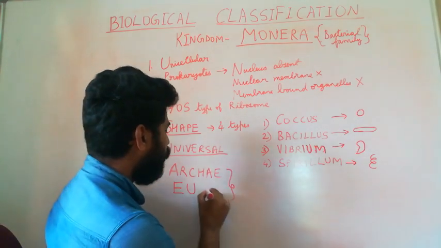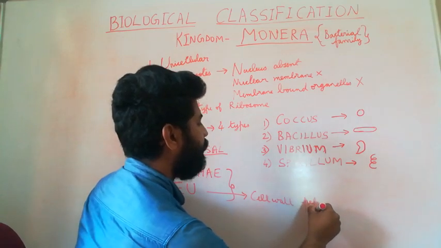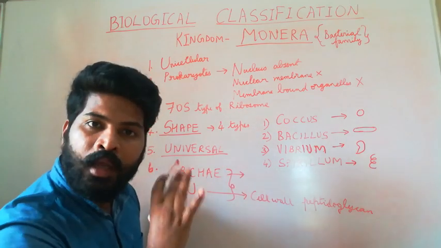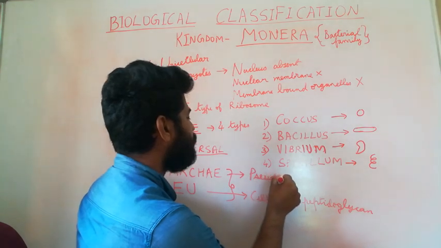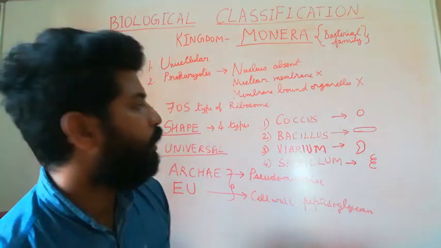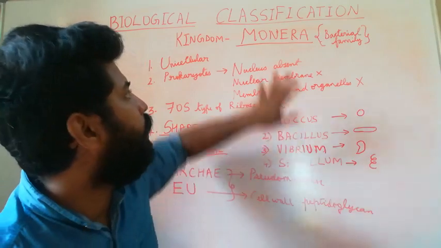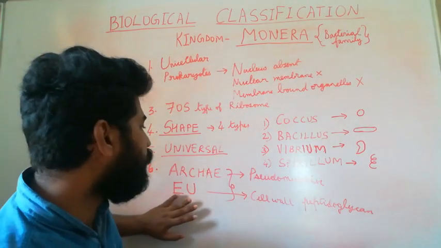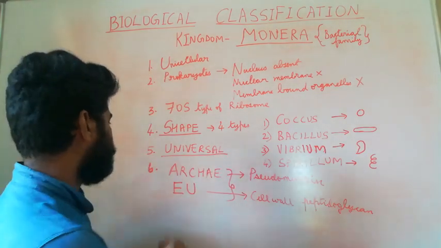The cell wall is made up of peptidoglycans. In Archaebacteria, peptidoglycans are absent. Instead, they contain what is called pseudomurein. So, based on the chemical composition of the cell wall, Kingdom Monera is further divided into Archaebacteria and Eubacteria. This is what we will discuss a little while from now.